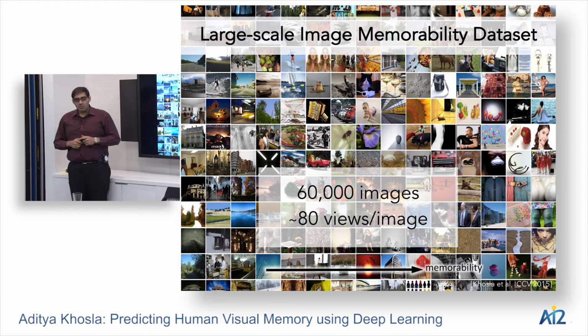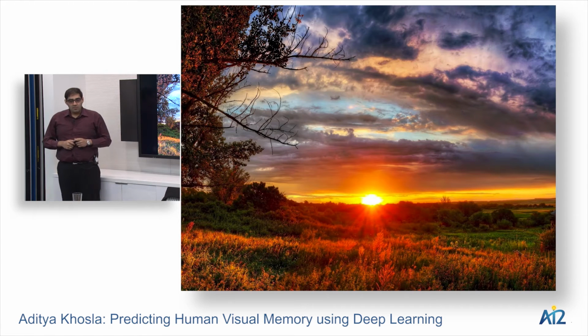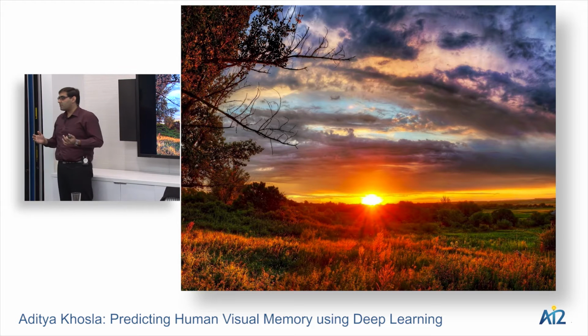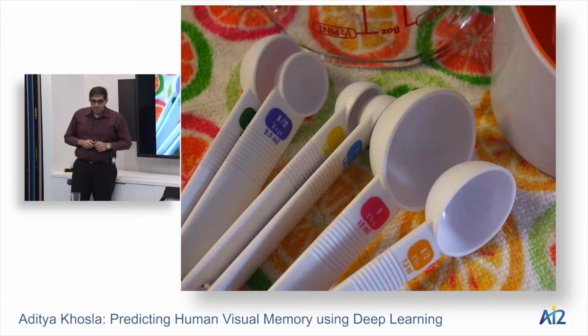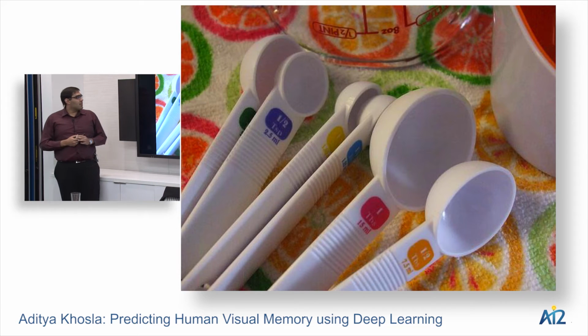So let's take a look at some of the images that we found. For example, this image is something that you might have taken going on a hike. You see a beautiful sun, and you take this image and you think, hey, I'm going to remember this forever. Turns out it's one of the most forgettable images in the data set. Now, for example, this image. You look at this image, you're like, why am I taking this?